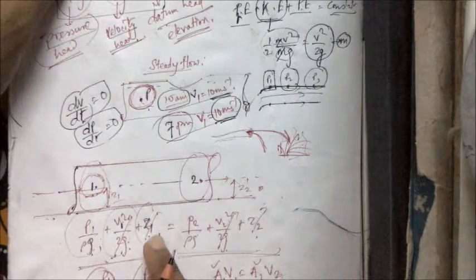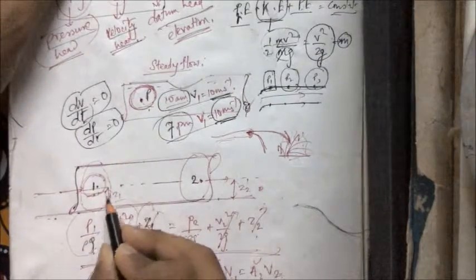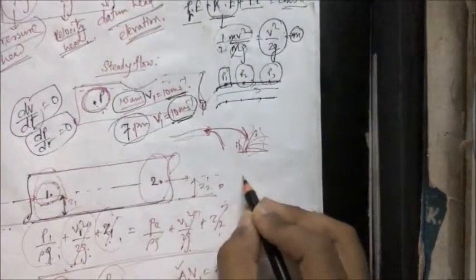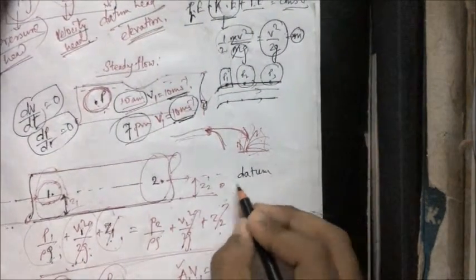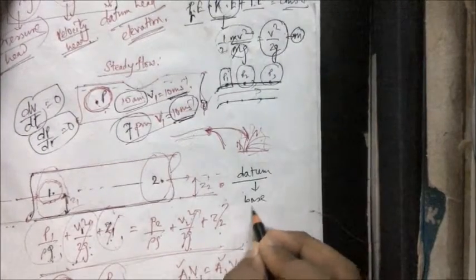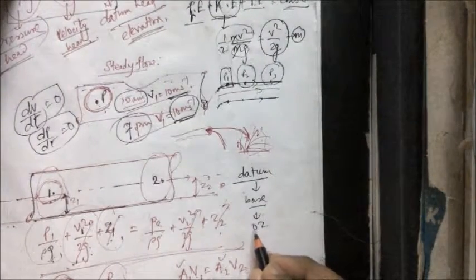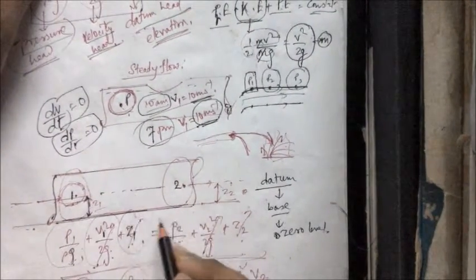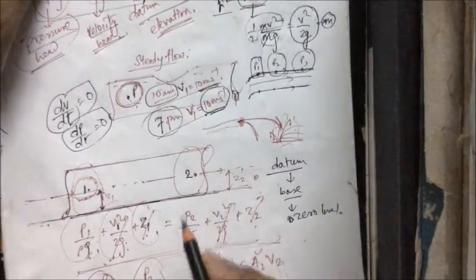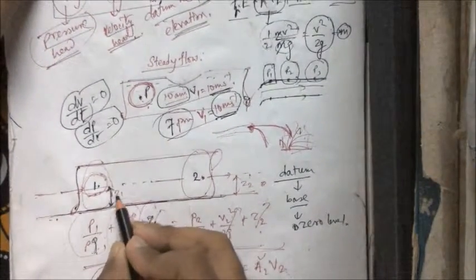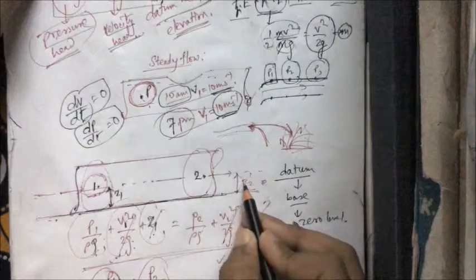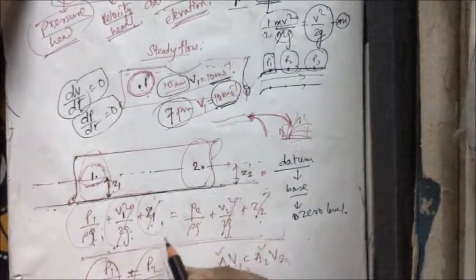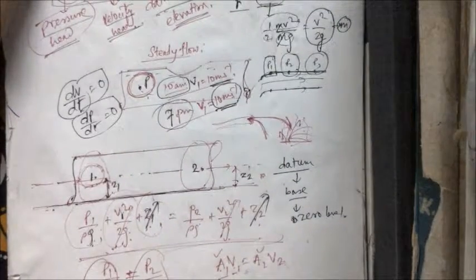What is Z1? It is the height from the base level. What does the term datum mean? Datum means base or zero level. Okay, if I consider this as my zero level, then the height of the center of the pipe here is Z1. The height of the center of the pipe here is Z2. So Z1 and Z2 are equal. So Z1 cancels off Z2.